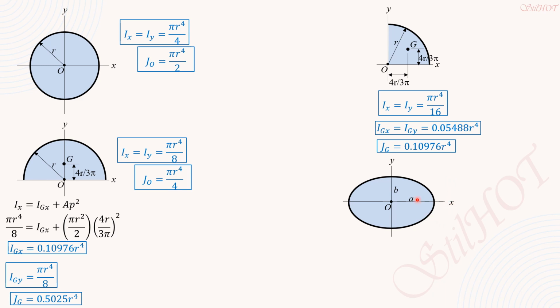So for an ellipse, it's like a circle. With respect to the x-axis, IX equals IGX also, because this is the centroid, and it is equal to πab³/4. So IX equals IGX equals πab³/4. And IY equals IGY equals πa³b/4.